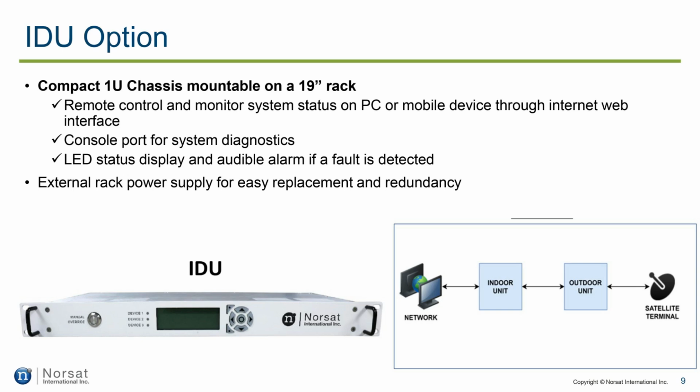This feature allows for real-time monitoring and control, ensuring that you can manage the system efficiently, even from a remote location. Overall, the key benefits of using the IDU are an LCD status display and an audible alarm with a front panel interface. These features provide immediate visual and auditory alerts if a fault is detected, enabling quick response to any potential problems.